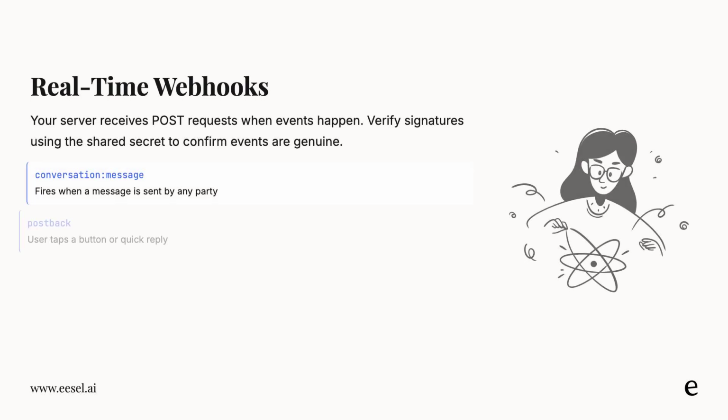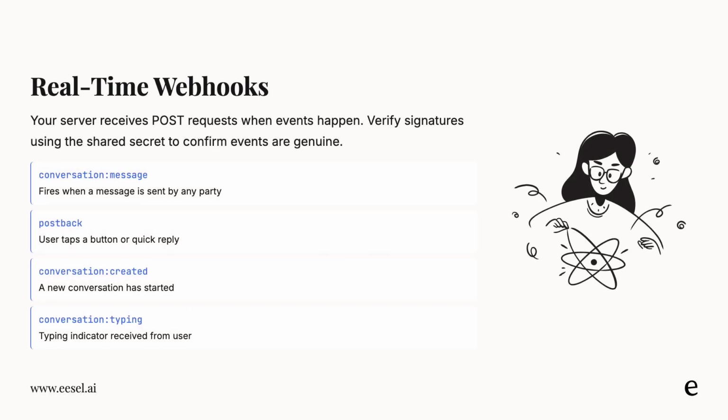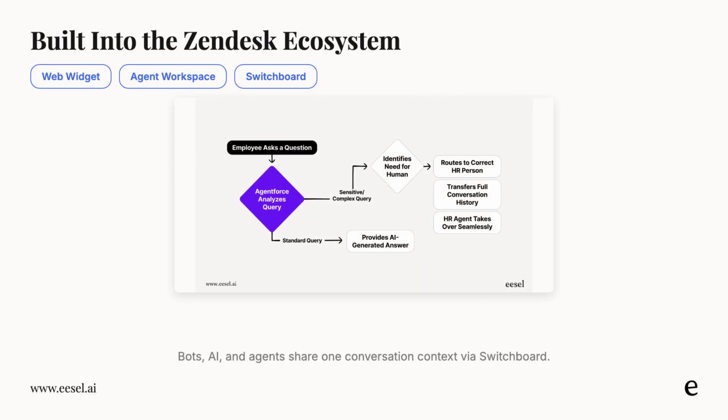Real-time event handling is powered by webhooks your server exposes. You'll receive POST requests for incoming messages, button taps, new conversations, and typing indicators. Always verify the webhook signature against the shared secret to confirm the event is genuinely from Sunshine Conversations, not a spoofed request.